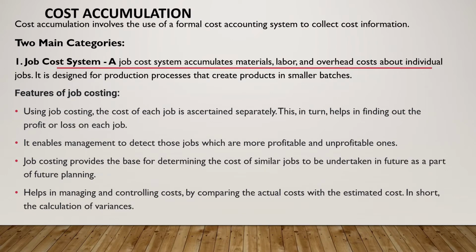Cost accumulation. This involves the use of a formal cost accounting system to collect cost information. By collecting and analyzing cost information, management can make more informed decisions about the operations of a business. Cost accumulation systems fall into two main categories, which are number 1, job cost system. A job cost system accumulates materials, labor, and overhead costs about individual jobs.